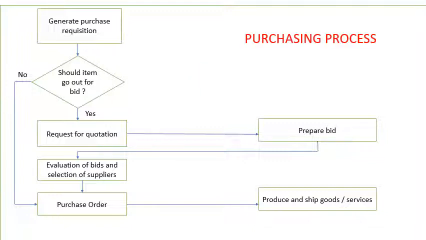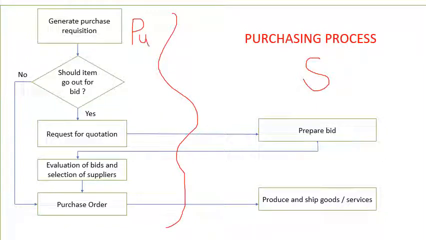I have to now tell you about this. So whatever is written here, all these things are the functions of the purchase department. And whatever is written here, preparing bid and production, etc., is the seller's activity. So these are all the purchase activities, and this is the seller's activity.